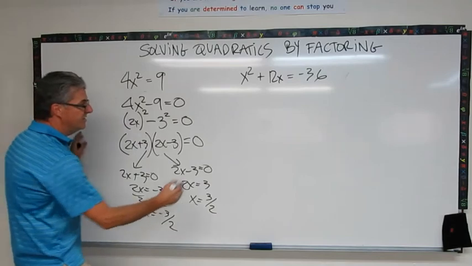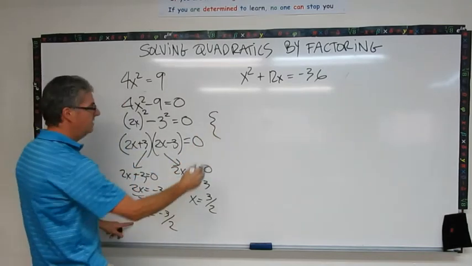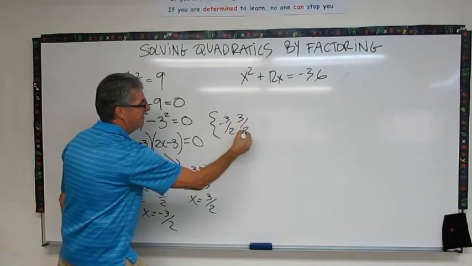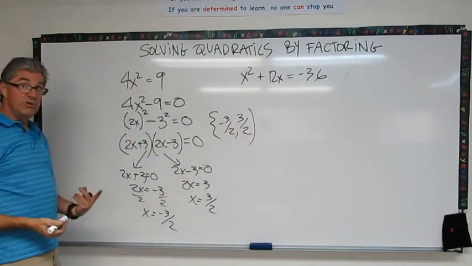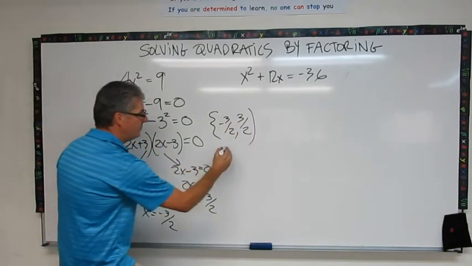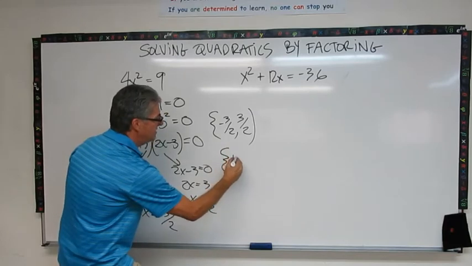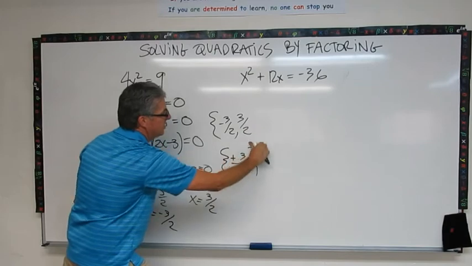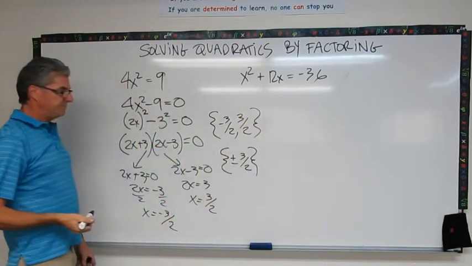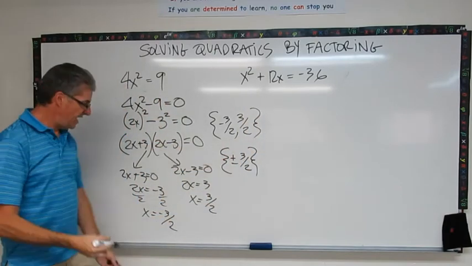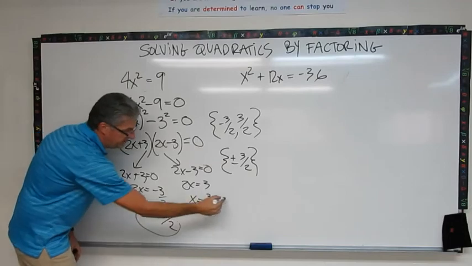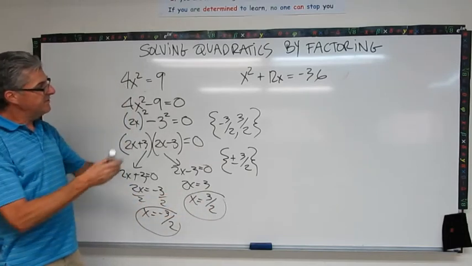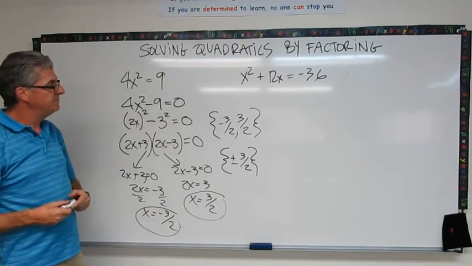So the solution for this one would be like so. Minus 3 halves and 3 halves. Now you could write this a different way. You could write plus minus 3 over 2. That would be fine. This should be a curly bracket. So I'd take either one of those. I'd actually take this. If you just circle these, that's also fine. Okay, so let's give that one a try. Go ahead and pause the video.